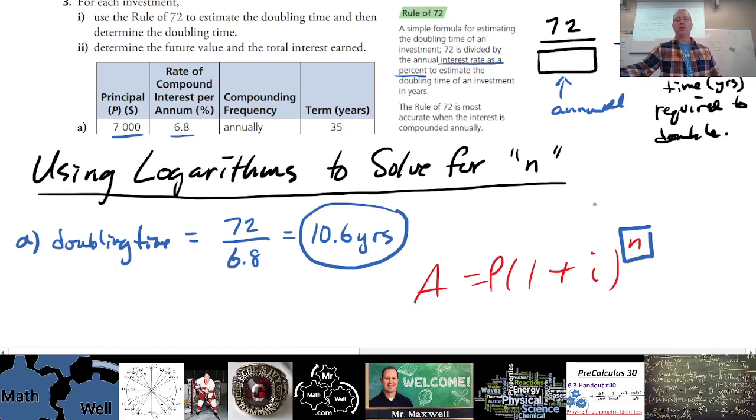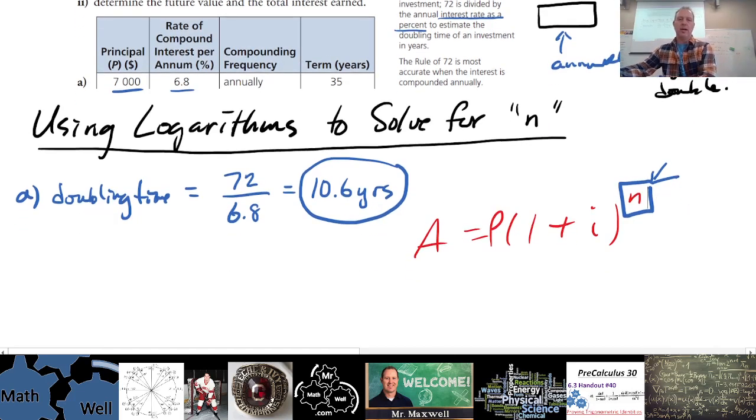Now, to determine the actual doubling time, you're going to need to solve for n here, because this is the number of periods. If it's annually, that's going to be years, right? If it's monthly, that's going to be months. If it's semi-annually, it's going to be 0.5 years, how many 0.5 years it's going to take. I look back in the textbook here, and it doesn't deal with logs at all. I can't find an example. So I'm going to show you how to use logs here to find this.